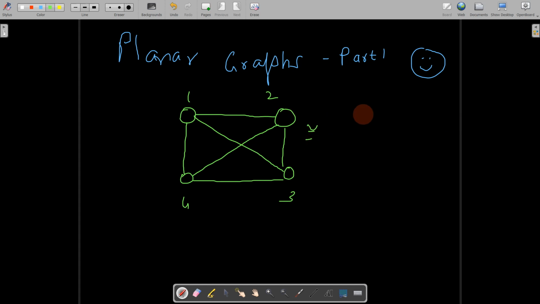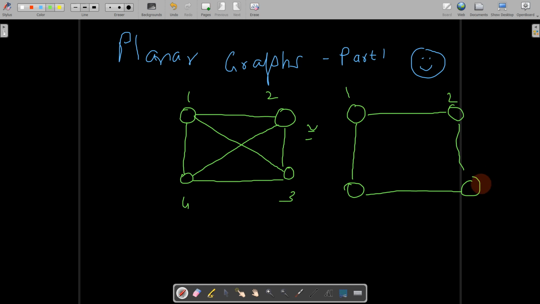This is same as what I can do. I can see no other edges are crossing each other, only these diagonal edges are crossing. So we have to redraw them in such a way on a sheet of paper that they don't cross each other. Can we do that? Let's see. So these are not intersecting, so these are okay. 1, 2, 3, 4, and this is fine.